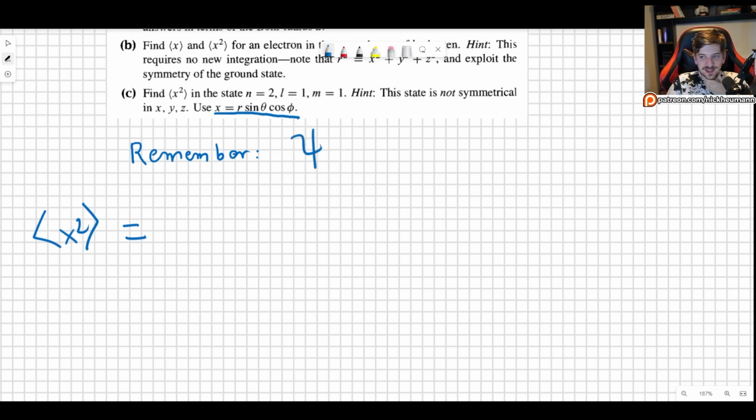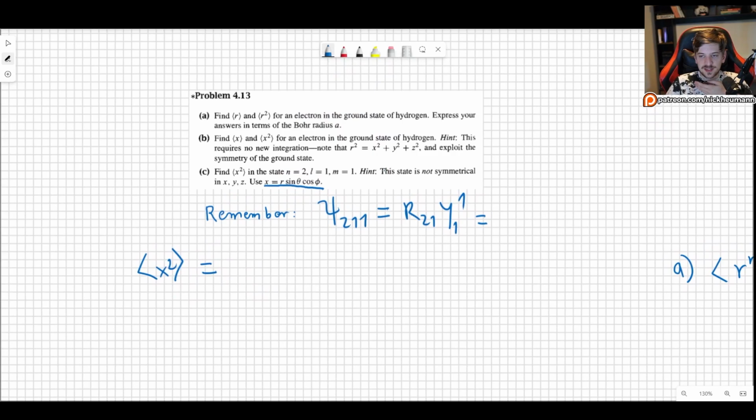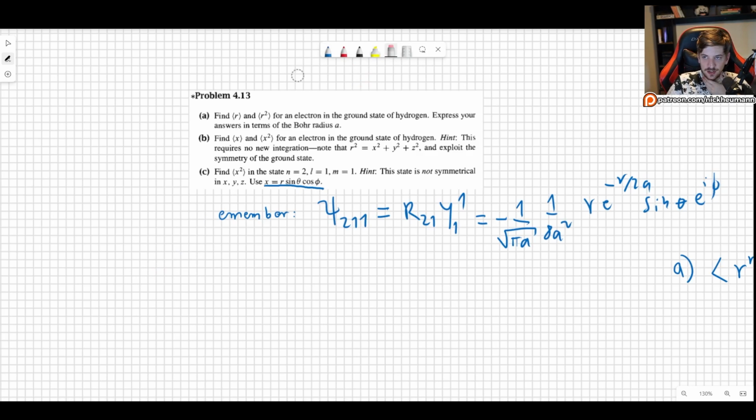Okay, so psi 2, 1, 1, right? What is our wave function this time? This would be, of course, R21 times Y11, and this you can just look up. We have seen in the past many times how we can find it. So let me just write it down for you. This is minus 1 over the square root of pi a, 1 over 8a squared, r e to the minus r over 2a, sine of theta e to the i phi. So I'm going to move this because we will need a lot of room here.